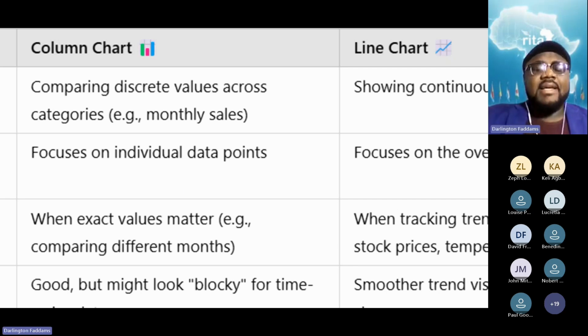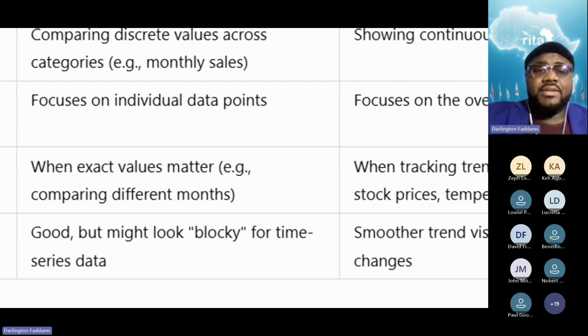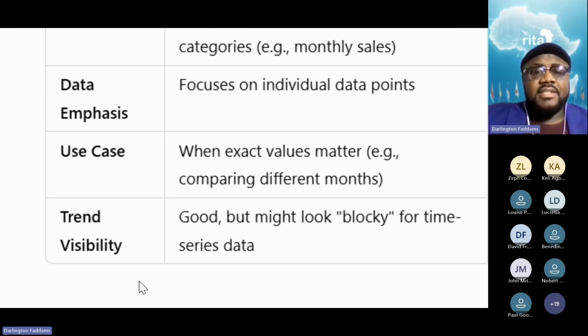But then, this is not the main reason why we would choose column chart over line chart. Once we get the main understanding, we are going to see that there are some types of data you can use column chart and some you can use the line chart. Now let's look at use case.